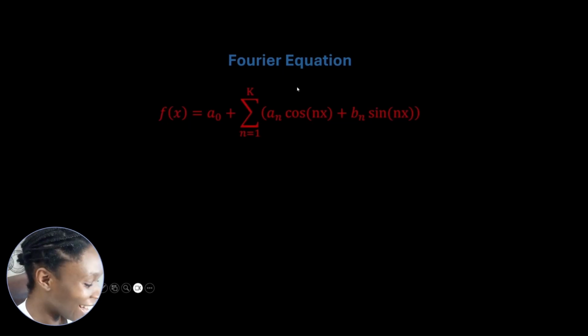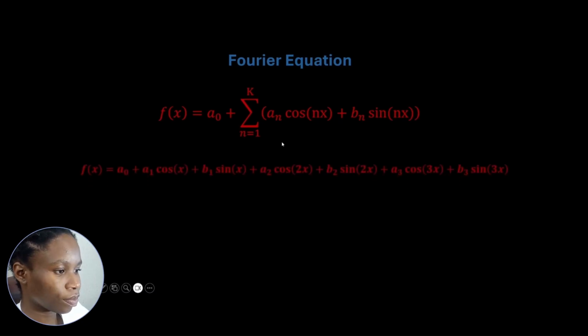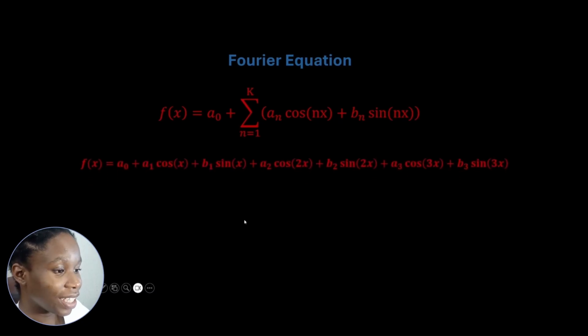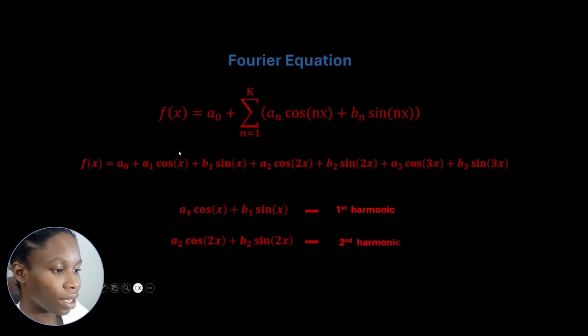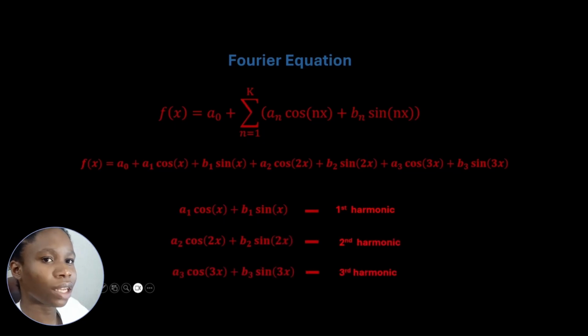Ignore this part. To take the sum from n equals 1 till k equals 3, that is 1, 2, 3, replace n with 1, 2, 3. We're going to get this sum, which in this case, the first harmonic is going to be a1 cos x plus b1 sin x, the second harmonic a2 cos 2x plus b2 sin 2x, and the third harmonic as follows. And you can keep going, fourth, fifth, sixth, so wherever you want to stop, you do you.